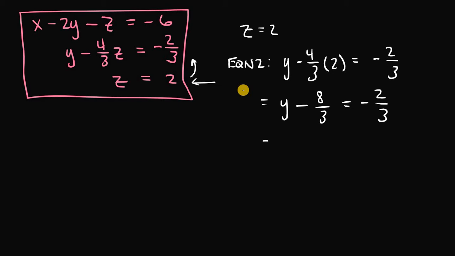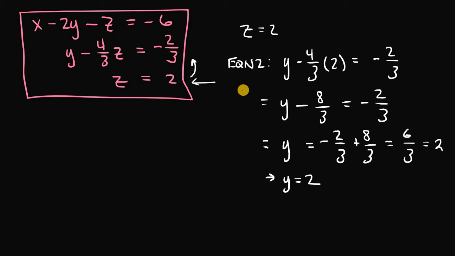And if we add positive 8/3 to both sides, we'll get y is equal to negative 2/3 plus 8/3, and 8/3 minus 2/3 is 6/3, and 6/3 simplifies down to 2. So we solve for y. That means y is equal to 2. So we have y equals 2 and z equals 2.